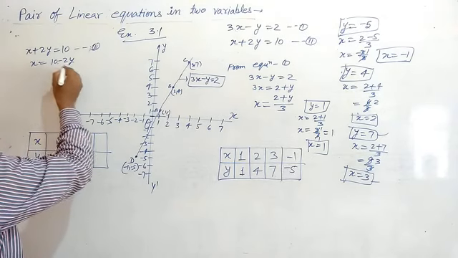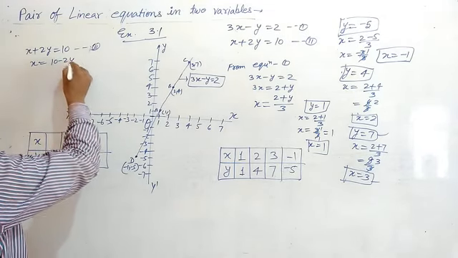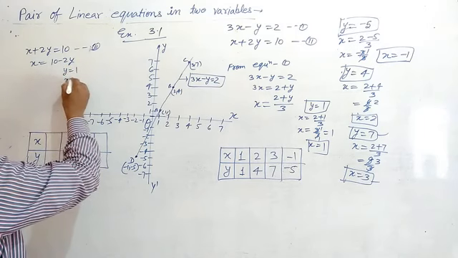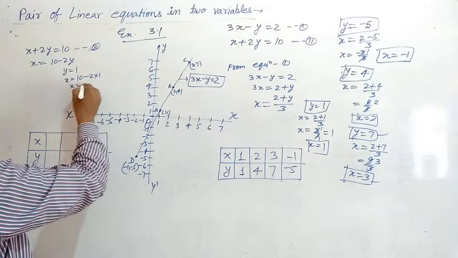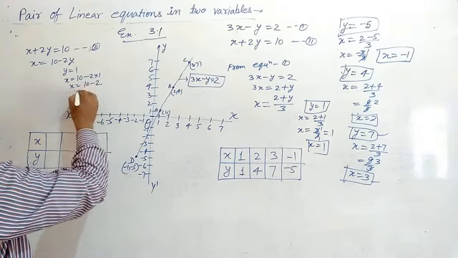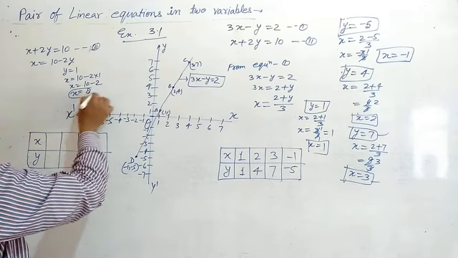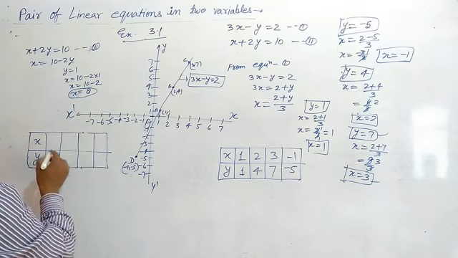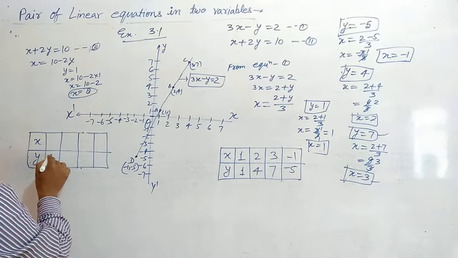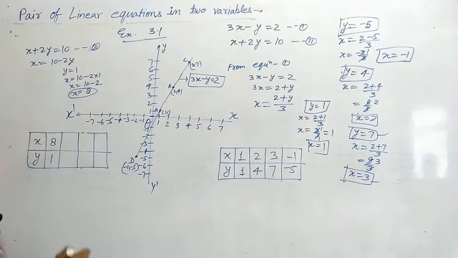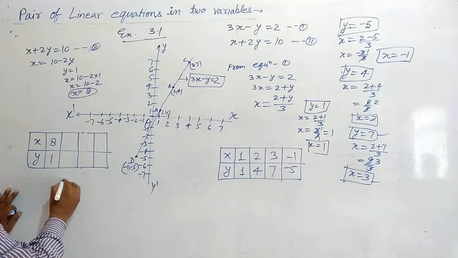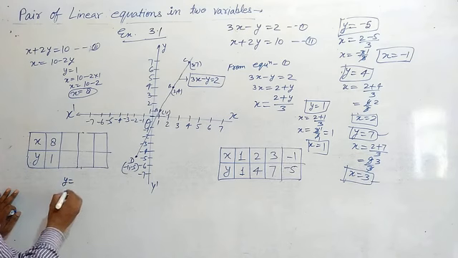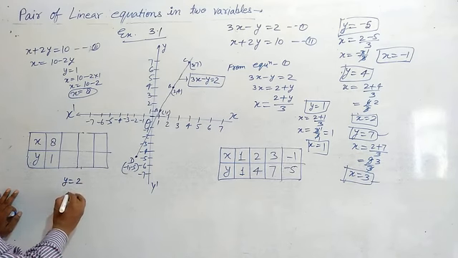Now, when we put the value y is equal to 1 here, we get x is equal to 10 minus 2 into 1, which means x is equal to 10 minus 2, so x is equal to 8. It's right. Putting the value y is equal to 1, we get x is equal to 8.